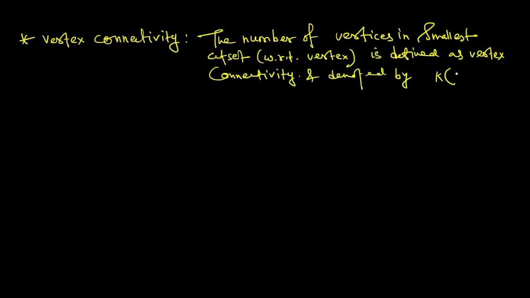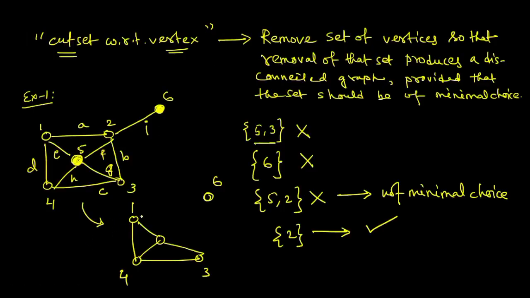K of G. So in this previous example, if you consider here the vertex connectivity, K of G in this example, suppose this graph is G, so it is clearly visible this 2 is the smallest cut set, so K of G value will be 1. Okay, K of G value is 1. So if you simply remove 2, then you are getting a disconnected graph.